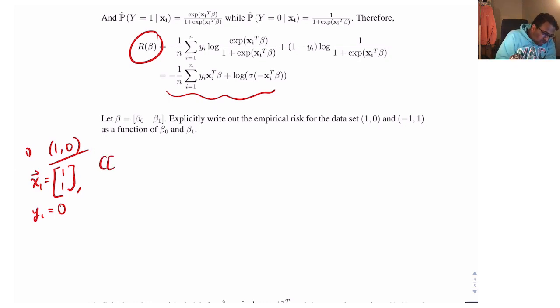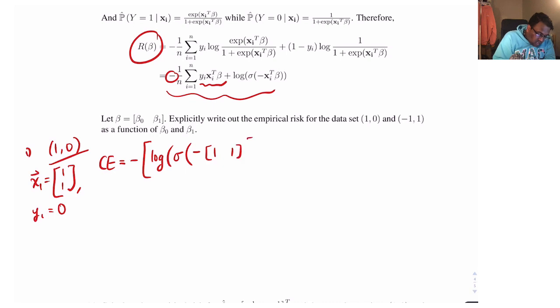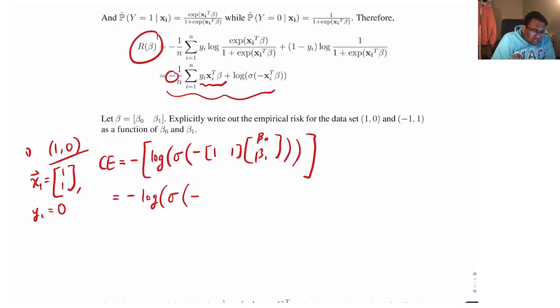So the cross-entropy loss for this point will be negative, and the negative is coming from here, of yi xi transpose beta. That's yi, which is 0, so I don't even need to compute this first term, because it equals 0 since my yi is 0. All I need now is the log of the sigmoid of negative xi transpose beta, so negative (1, 1) dot product (beta naught, beta 1). Now I just need to simplify this. So I have negative log of sigmoid of negative, and the dot product of this vector with this vector is beta naught plus beta 1. So I can write this as negative log of sigmoid of negative (beta naught plus beta 1). Okay, so that's the loss for our first point.